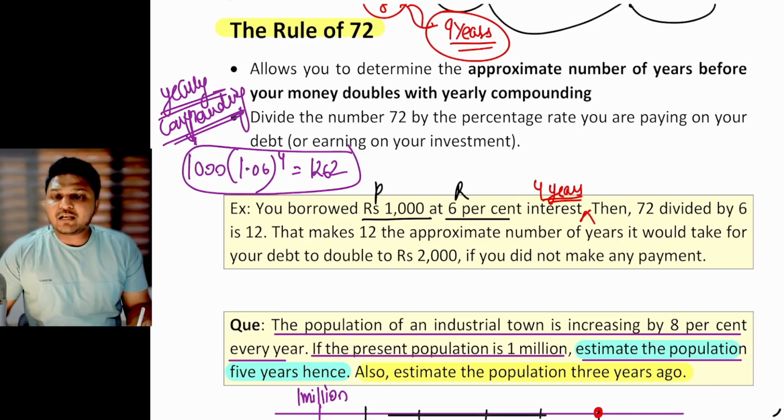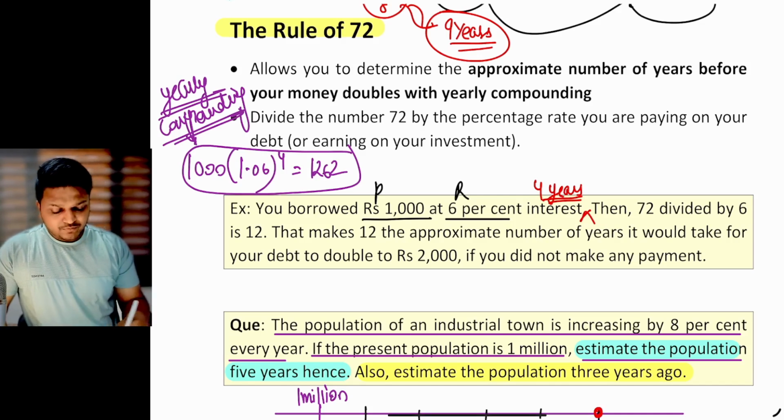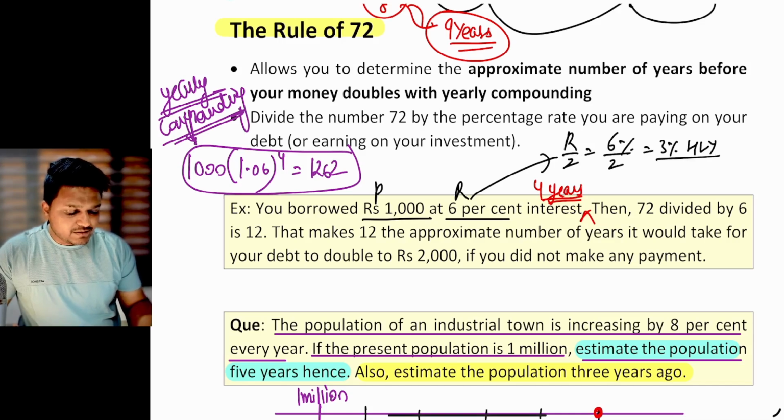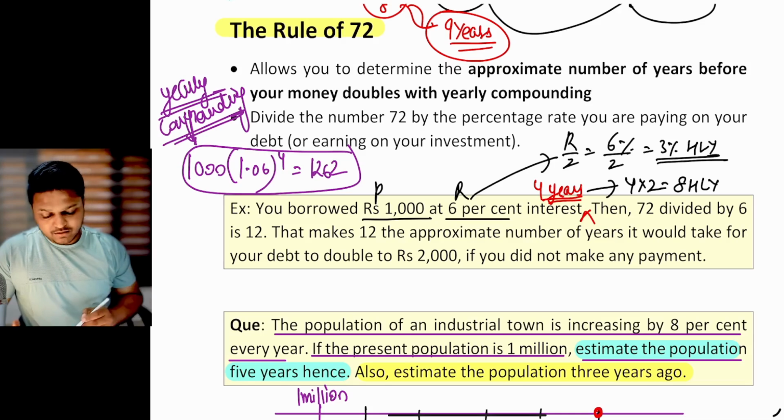What if we are compounding it on a half yearly basis? If we compound half yearly, the rate is to be divided by 2. So the new rate will be R divided by 2, that is 6 divided by 2, which is 3% half yearly, right? And the tenor will be multiplied by 2. So it will be 4 multiplied by 2, that is 8 half years, right?